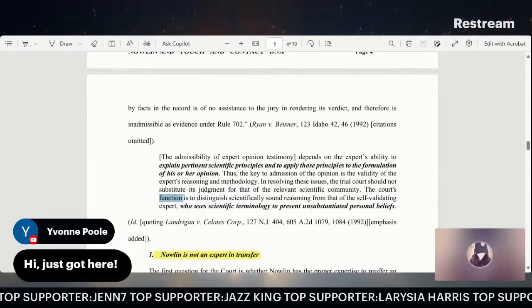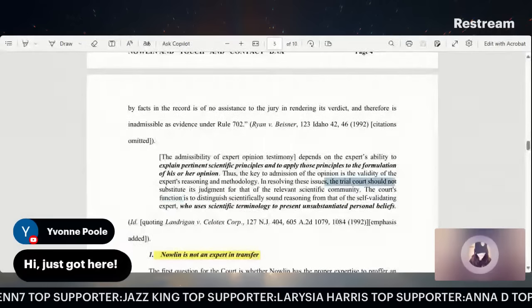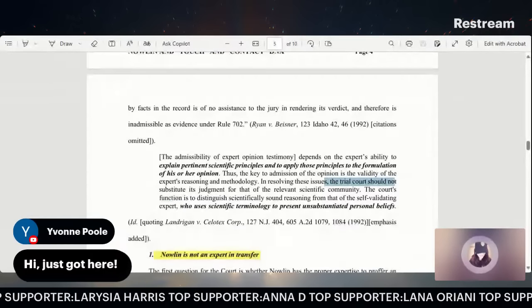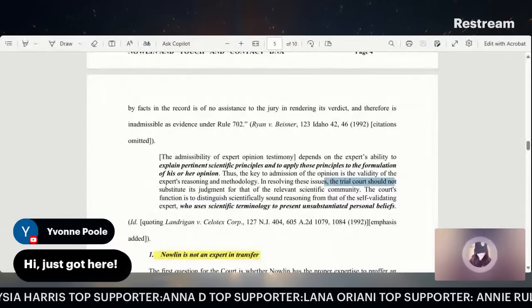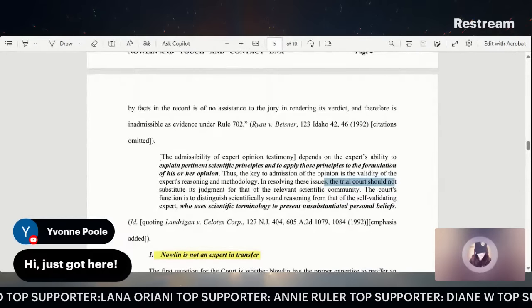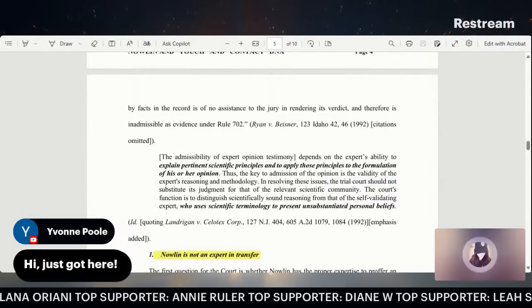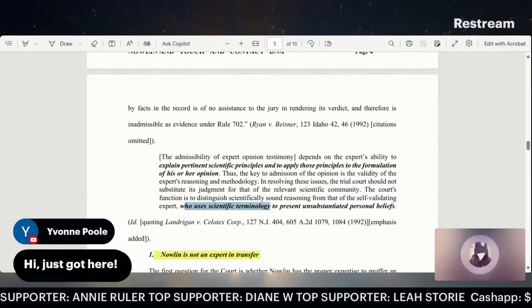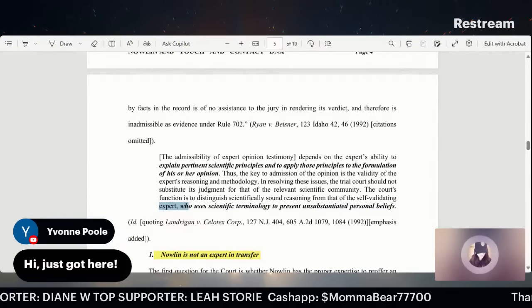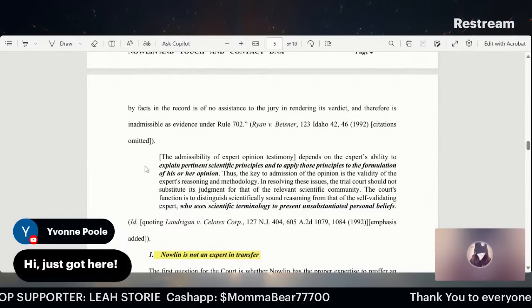Wow. Let's read this again. The trial court should not substitute its judgment for that of the relevant scientific community. The court's function is to distinguish scientifically sound reasoning from that of the self-validating expert who uses scientific terminology to present unsubstantiated personal beliefs. Damn.